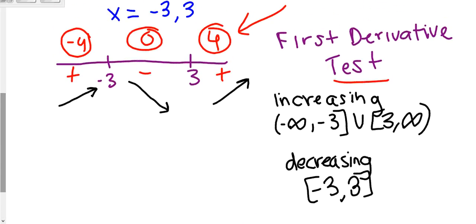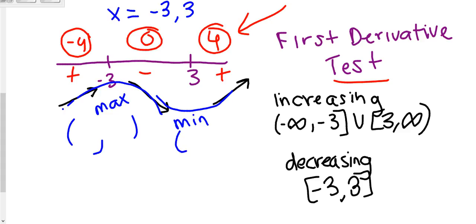So we have our critical numbers, we have our intervals of increasing and decreasing, and our first derivative test tells us that if we go from increasing to decreasing, that is where we have a maximum. And if we go from decreasing to increasing, that is where we have a minimum. So we just have to identify these ordered pairs, and then we'll be done. We know our x values. To find our y values, we plug into the original equation.